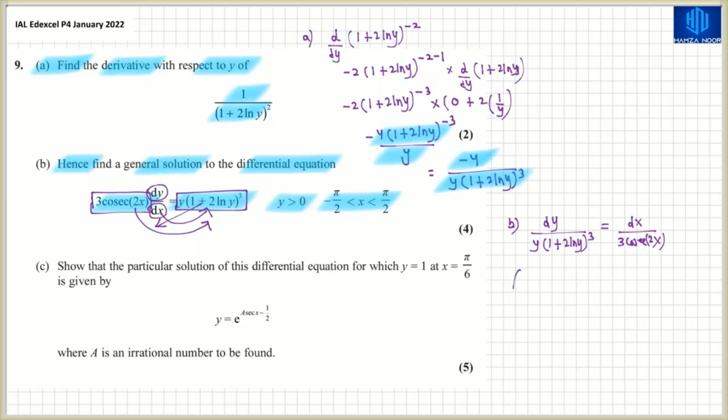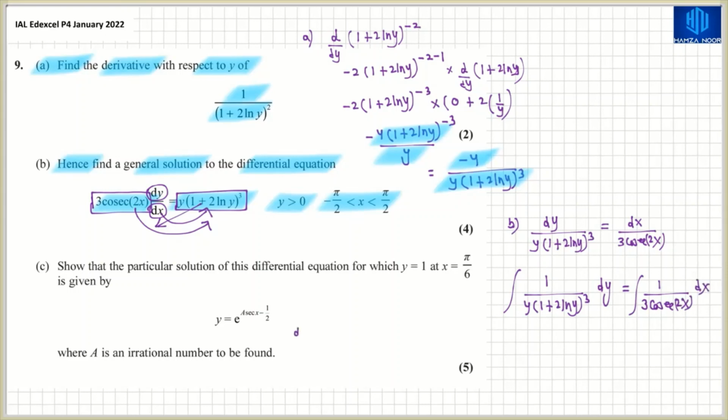So this essentially means that we are going to integrate 1 upon y times (1 plus 2 ln y) whole cube with respect to y, and we are going to integrate 1 upon 3 times cosec 2x with respect to x on the right hand side of the equation. Now we are going to use the result of part A.